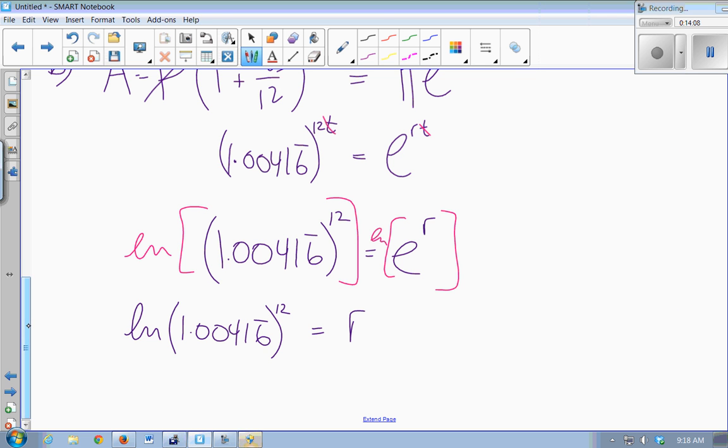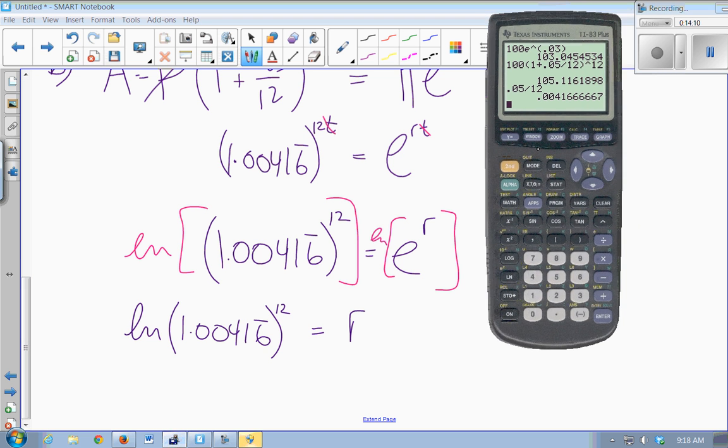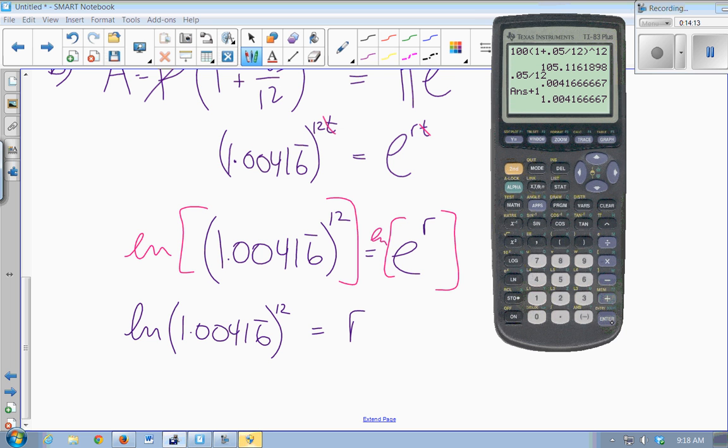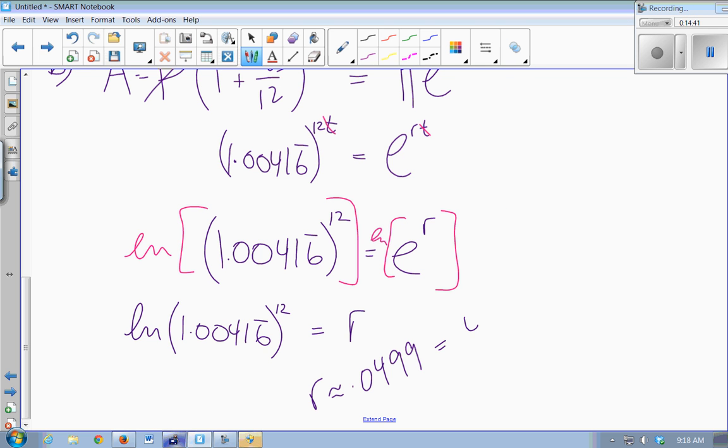Okay, so I'm just going to add 1 to this, so I'm not rounding anything. I'm just keeping that number as it is. Raise it to the 12th, and then take the ln of it. And I get 0.04989. We'll just say 0.0499, rounded, which is 4.99%. Right? That is my continuous annual growth rate.